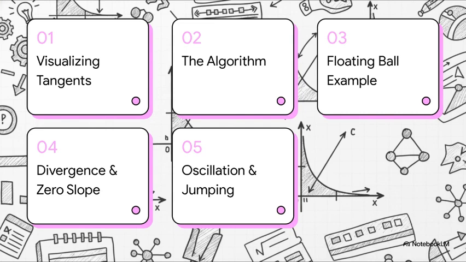Here is our roadmap. First, visualizing the tangent line. Second, the Newton-Raphson algorithm. Third, the floating ball example. Fourth, divergence and zero slopes. And finally, oscillations and root jumping. Let's get right to it.